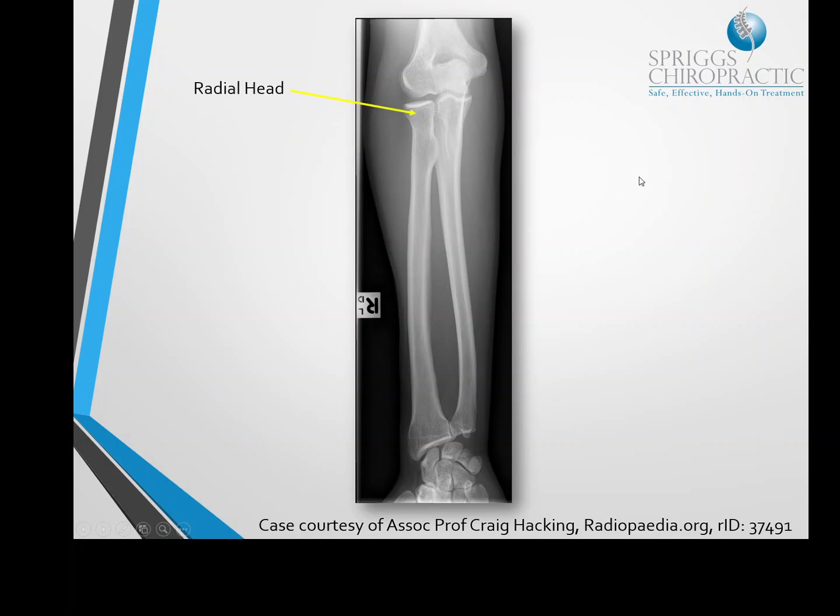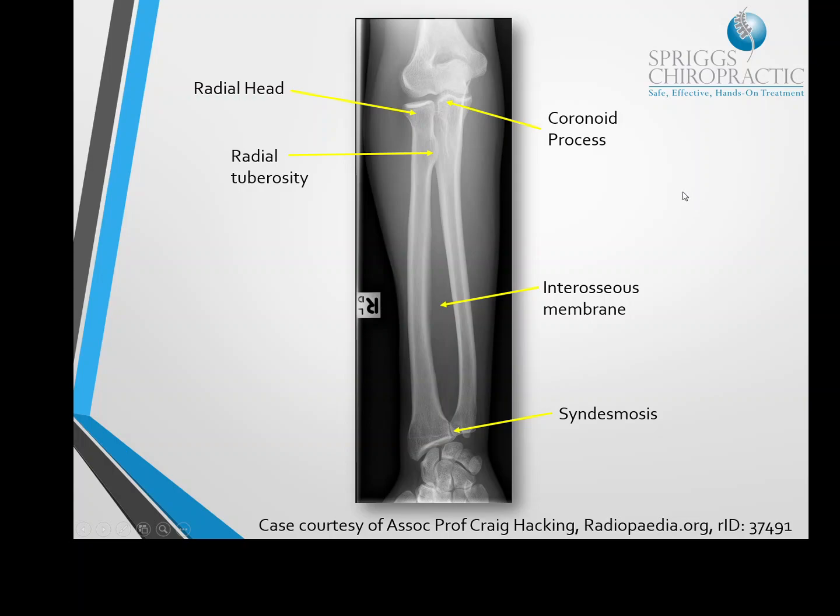Again, going through in a little bit more detail. You've got the radial head, you've got the radial tuberosity, which is this rather distinctive bump in the proximal shaft of the radius. Then you've got the coronoid process of the ulna. Then of course you've got to remember that there is the interosseous membrane traversing the gap between the two bones in the mid shaft. And then you've got the syndesmosis of the distal end of the radius and ulna. So don't forget that this is still a joint at this end, as we went through last time.